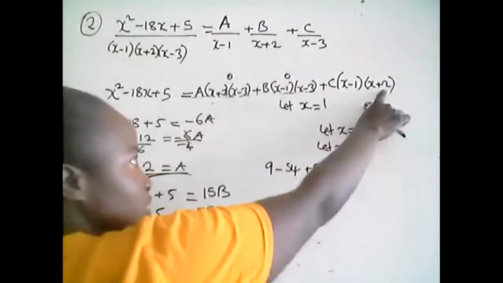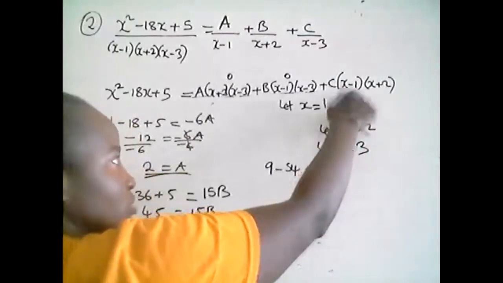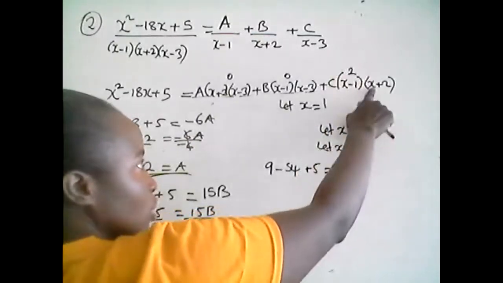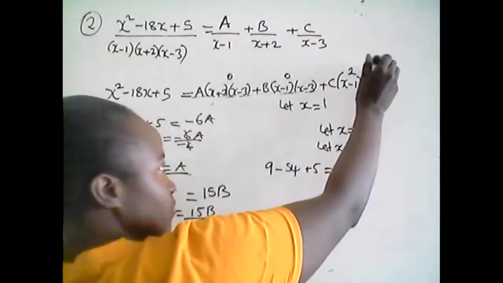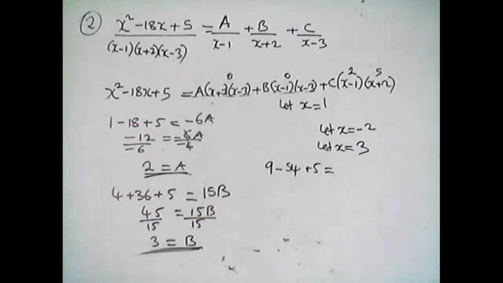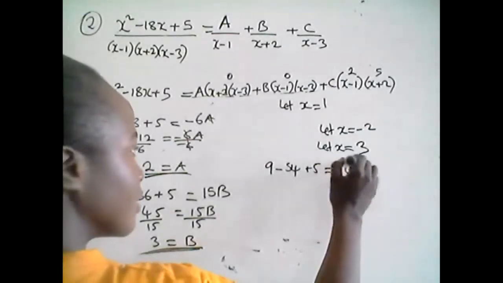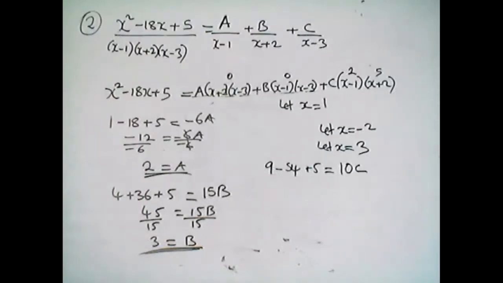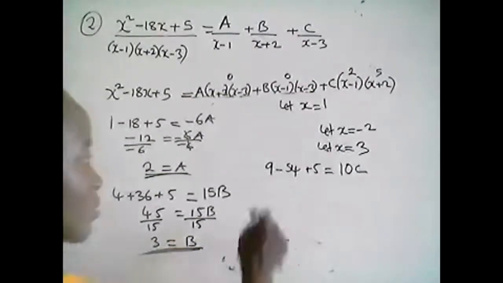Now we come to the last part. 3 minus 1 is 2, and 3 plus 2 is 5. So 2 multiplied by 5 is 10. So 10 multiplied by C is 10C. So now we have 10C.